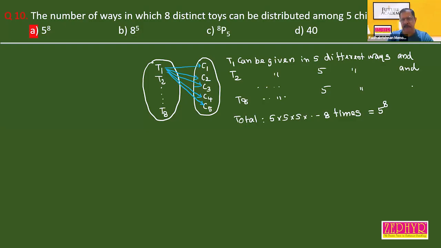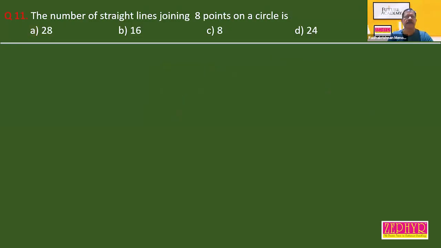Okay. Next question. The number of straight lines joining 8 points on a circle, or otherwise the number of chords.